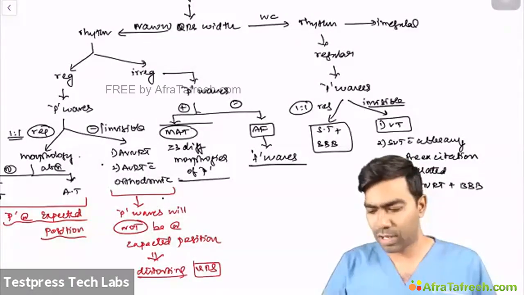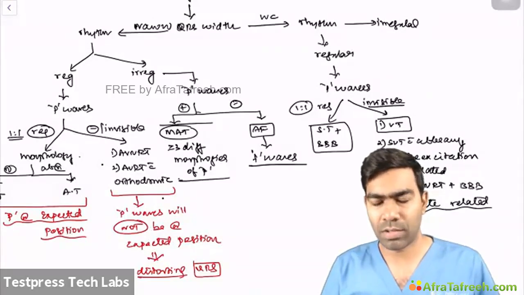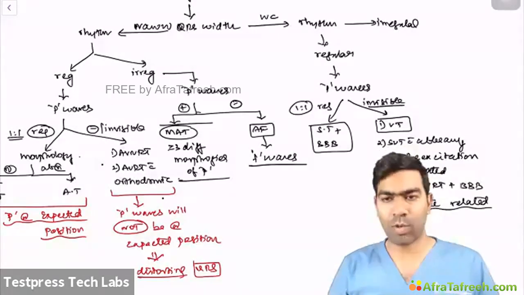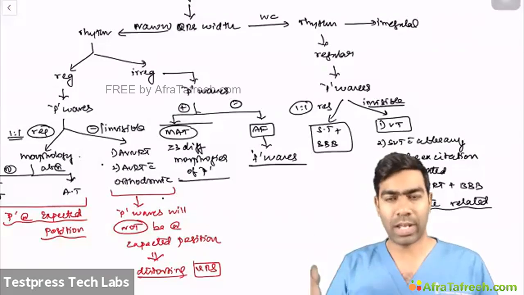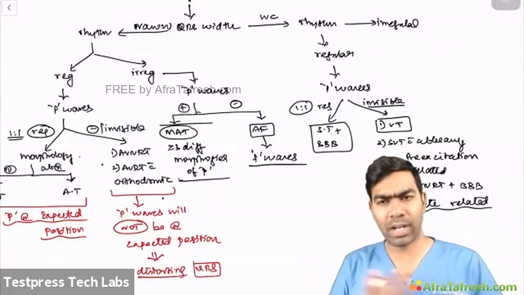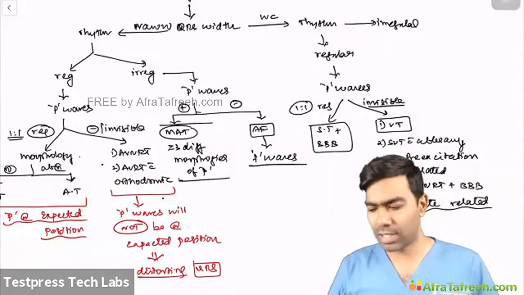We discussed already, or simply it could be rate related. As I told you, at a higher rate itself, sometimes your bundle branch may go for a block because of the very high rate. Sometimes they can go for irregular blocks, for example, the Ashman phenomenon. So it could be rate related aberrancy also. But nevertheless, the word SVT with aberrancy is the most important.